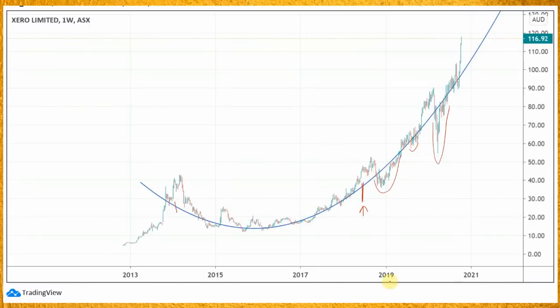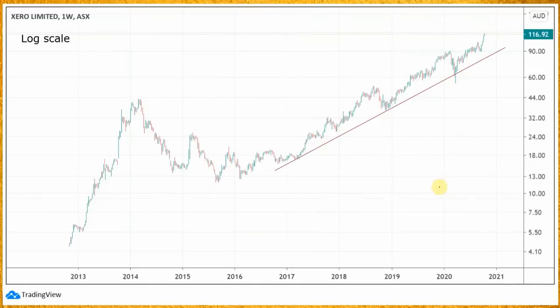Someone else pointed out that rather than messing around with curves, which are quite tricky and can be quite messy, why not look at the log scale? Because of course the log scale, if you've got a significant move, will give you a straight line. And so this is the same chart but on a log scale, and indeed, yes, you do have a straight line here. So that does look like it's a pretty useful tool.